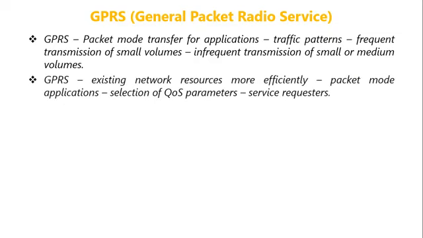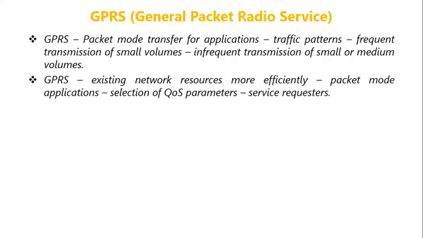The topic we'll be discussing in this lecture is GPRS, General Packet Radio Service. Basically, GPRS provides packet mode transfer for applications that exhibit traffic patterns such as frequent transmission of small volumes of data or infrequent transmission of small or medium volumes of data. So these are the two primary purposes it is used for.